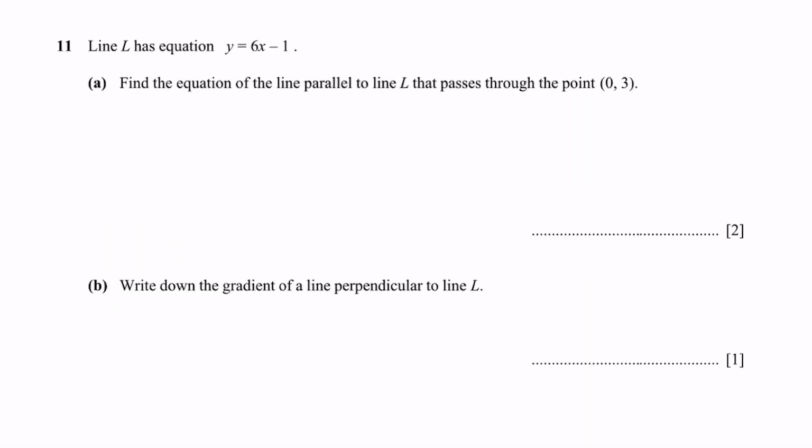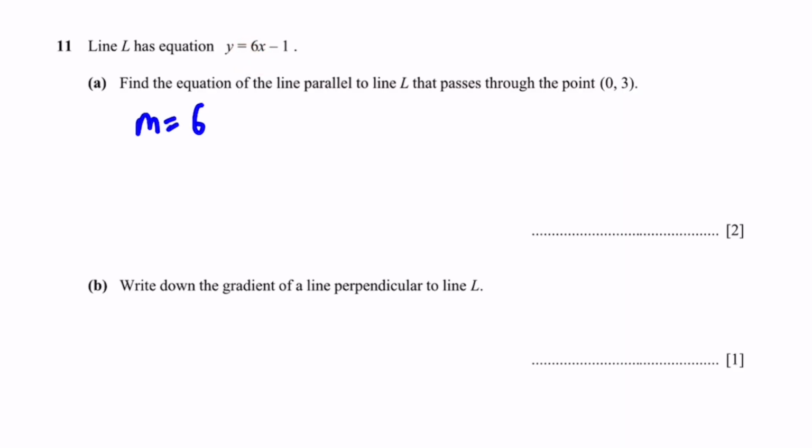Question 11. Line L has the equation y equals 6x minus 1. A. Find the equation of the line parallel to line L that passes through the point (0, 3). Well, if a line is parallel to another, the gradient is the same. And the gradient is the coefficient of x. And here it's 6. So the gradient, or we can write as m, is equal to 6.